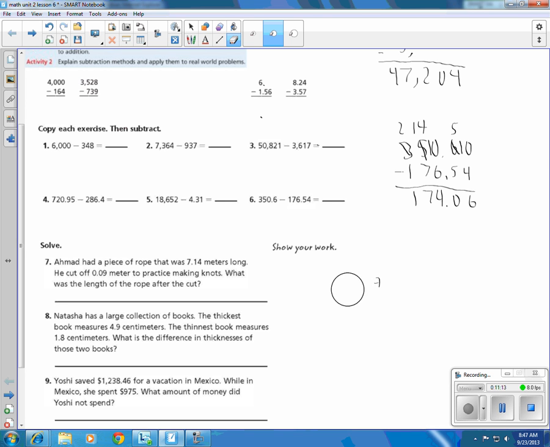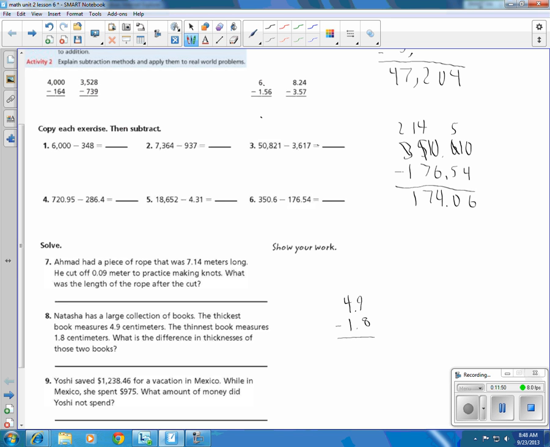Number 8 here. Natasha has a large collection of books. The thickest book measures 4 and 9/10 centimeters. The thinnest book measures 1 and 8/10 centimeters. What is the difference in thicknesses of those two books? So difference, that is another way of saying subtract. We're finding the difference in these two. So start with the larger of 2, 4 and 9/10 centimeters minus 1 and 8/10 centimeters.